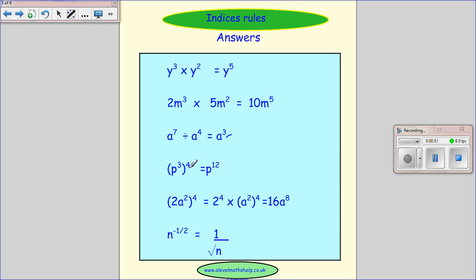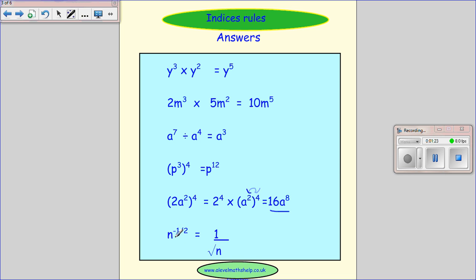Here we have a power of a power, and when we have a power of a power, we are allowed to multiply the powers together. So this is the same as p to the power of 12. 3 times 4 is 12. Then I've got 2a squared all to the power of 4. I can take the 2 to the power of 4 out, and then I've got a squared all to the power of 4. And again, we can multiply those two together, to give us a to the power of 8, so we get 16 a to the power of 8.